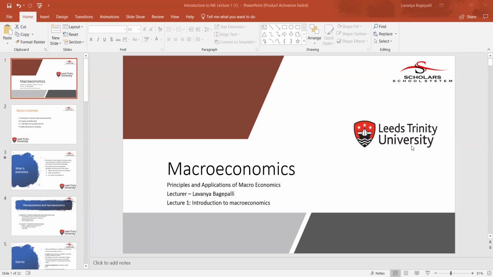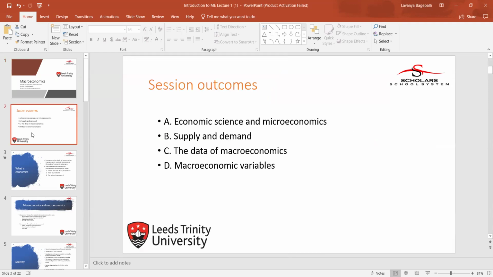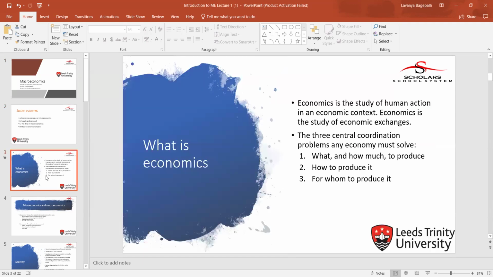So, in principles and applications of macroeconomics, the learning outcomes of today's session are I'm going to focus on what is economics, that is the meaning of economics. And I'm also going to teach what is macroeconomics and what is microeconomics. And we are also going to look into the concepts of law of demand and law of supply, the data of macroeconomics and macroeconomic variables.